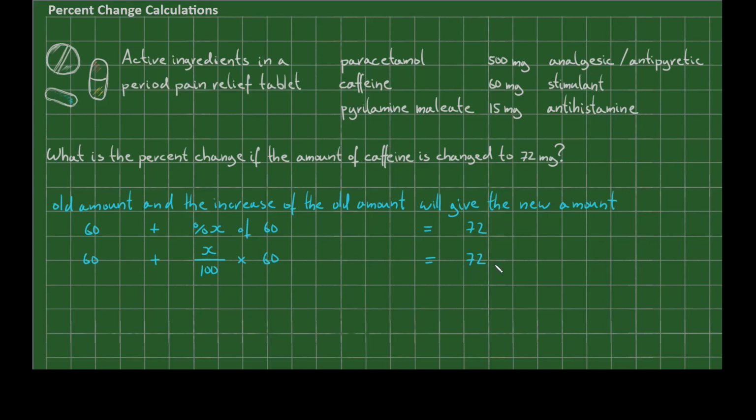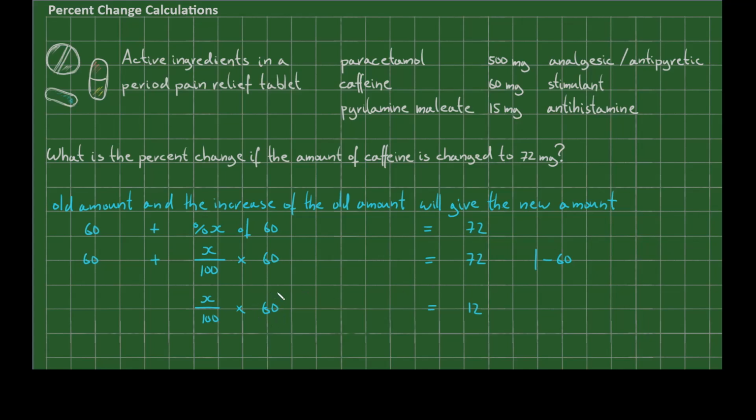Now I have an equation and I can start transposing. I want to solve for x. The first thing I'm going to do is transpose this 60 that is involved in an addition. And I'm going to do that by subtracting 60 from both sides. 60 minus 60 is 0, it is gone, and I will be left with x over 100 multiplied by 60. And that will equal 72 minus 60, which is 12.